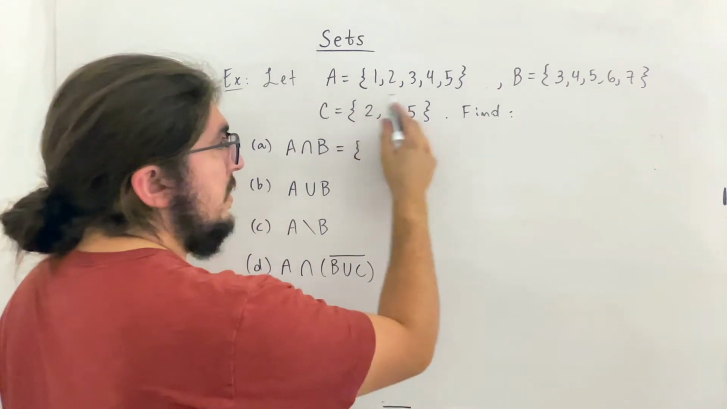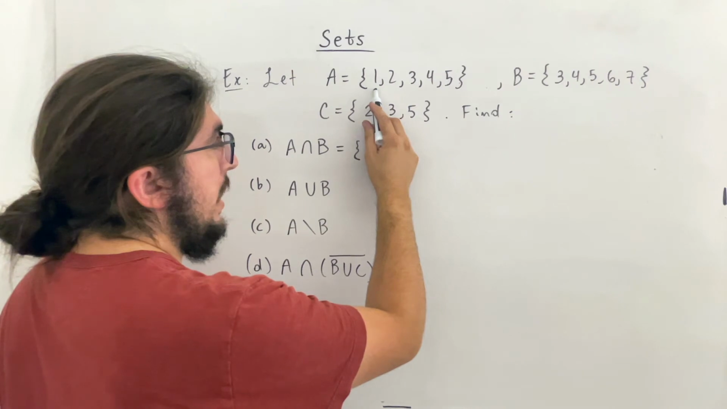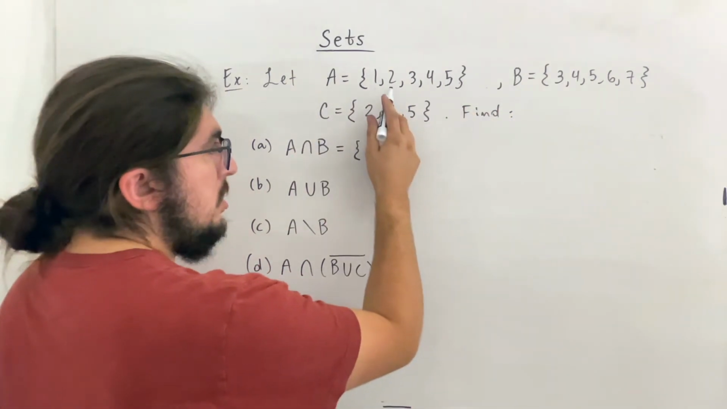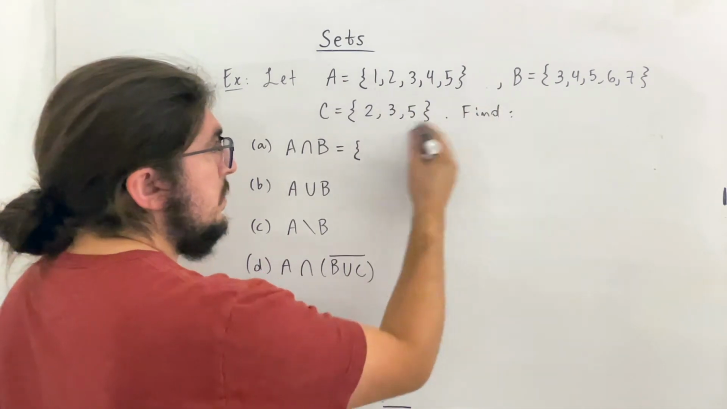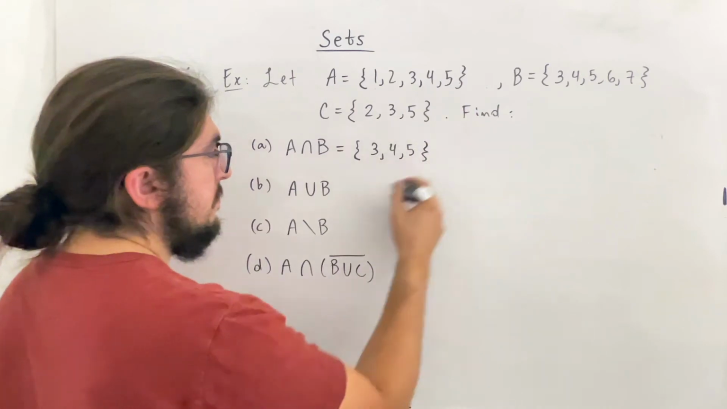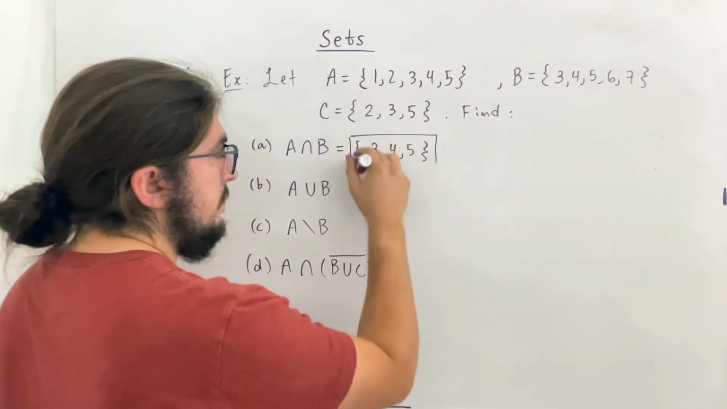So what is in A that is also in B? Is 1 in A? Yes. Is it also in B? No. So 1's not in that set. 2 is in A but not in B. 3 is in both. 4 is in both, and 5 is in both, and that's it. Okay, so I'll box this.